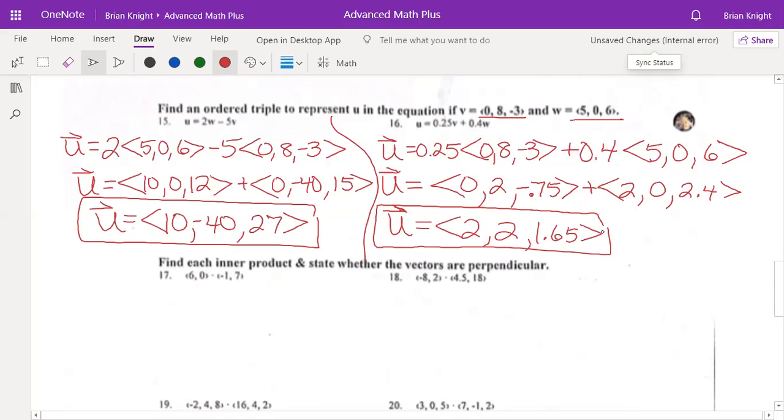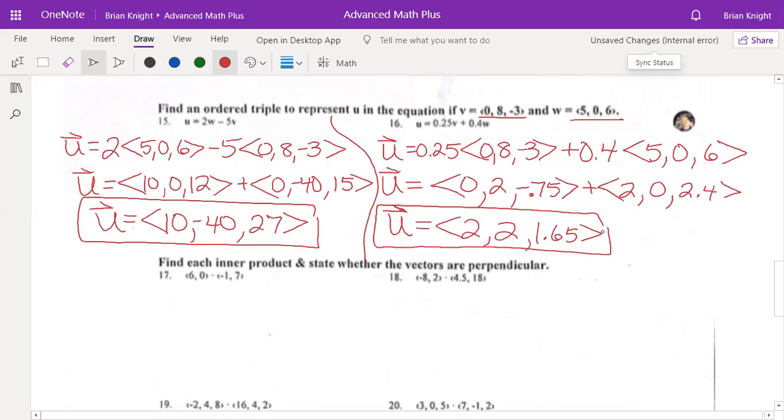Everybody good on 6 through 16? Should be 11 easy problems. Everybody good? On 12 through 14, do you have with the vector equals? If you just put the vector, you'll be good. I know what you're trying to find.